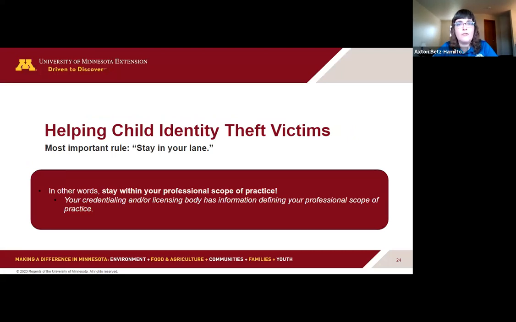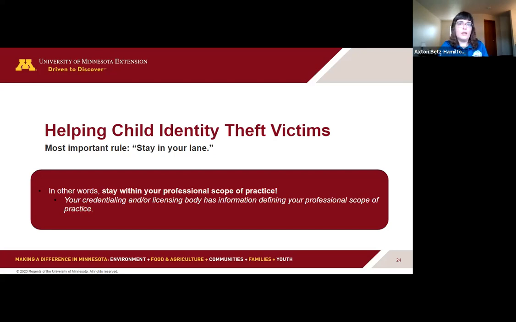So helping identity theft victims, here I'm going to talk more to professionals than parents or guardians. But with helping child identity theft victims, the most important rule, as we say in financial counseling and planning, is to stay in your lane, meaning know your scope of practice. So your credentialing and or licensing body has information that defines your professional scope of practice.